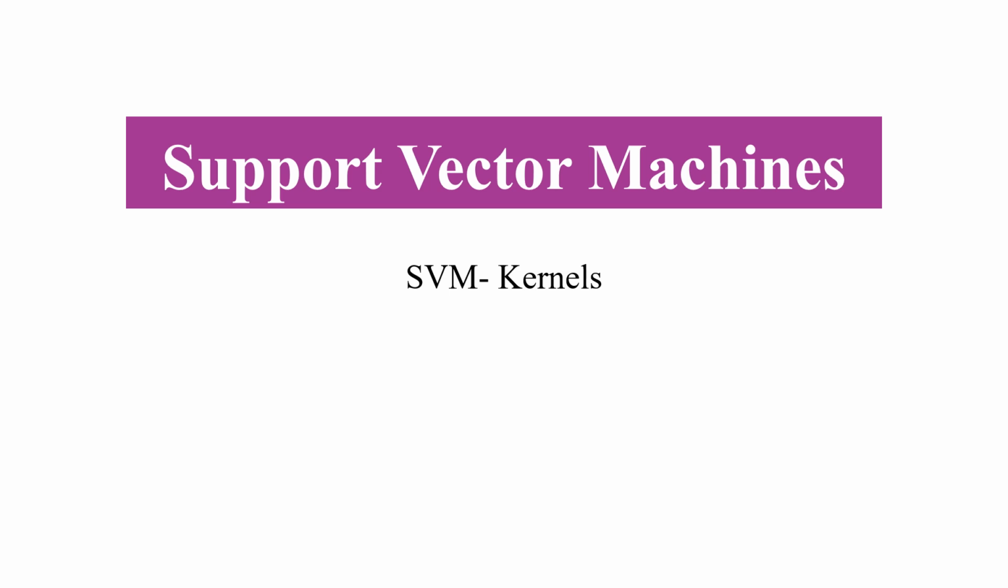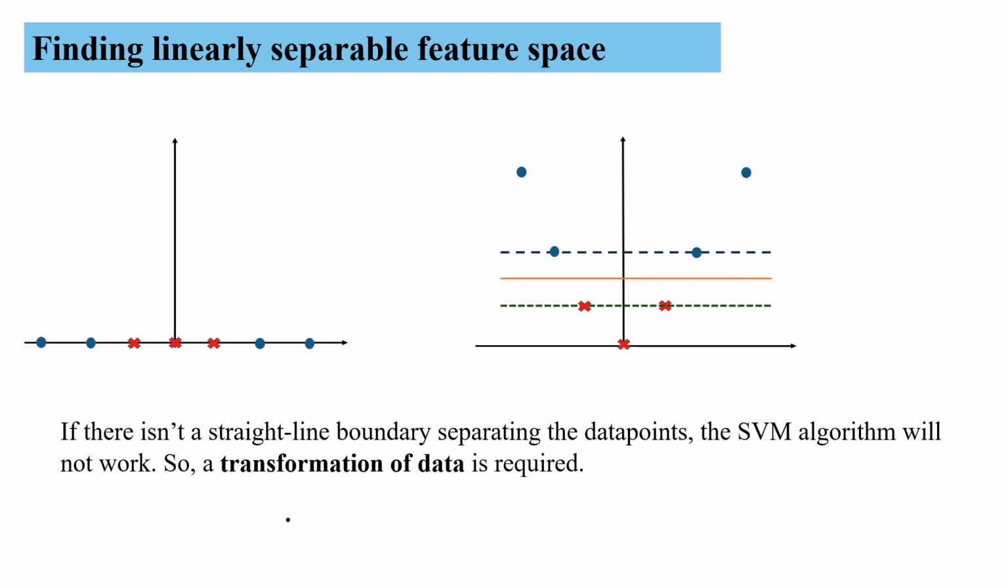Hello. So today we'll talk about SVM kernels. Suppose we have a data set. Here we can see the four samples, the blue ones of one class and these red ones of another class. We don't have a linear separation boundary visible here. Maybe we could draw this kind of boundary, which is not a linear boundary.